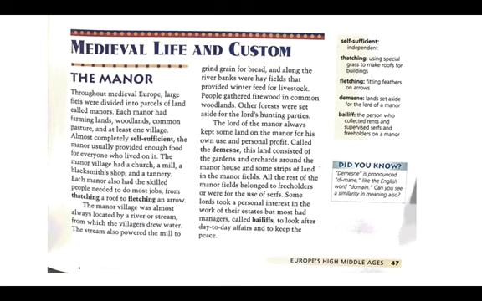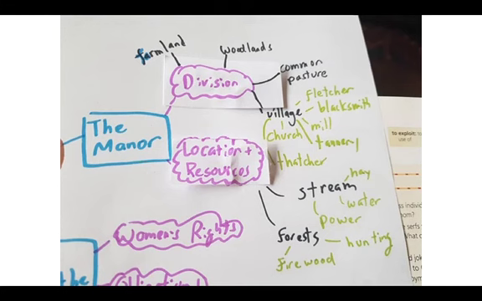And then there's a couple details about the forest. It says forests were set aside for hunting and also for gathering firewood. So let's show you how that worked. Coming off of location and resources, the next level of information is black. So we put stream and forests. And then we've put the really fine details, hay, water power, and hunting and firewood coming off of forests. Hopefully you're starting to make some sense of how that works.